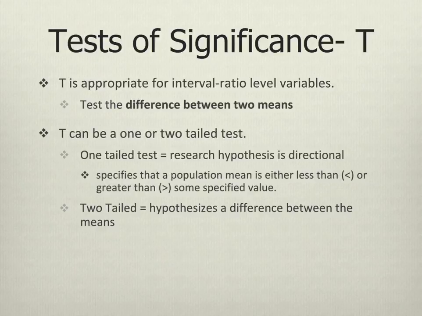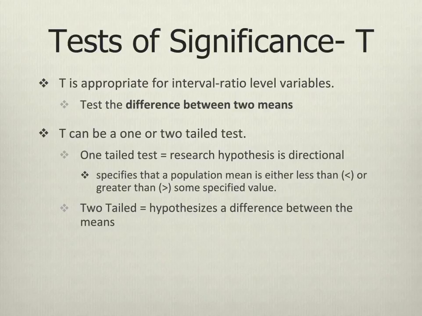T-tests are appropriate for when you have interval ratio level dependent variables combined with a categorical independent variable. T-tests test the difference between two means. If you have more than two categories in the independent variable, you would simply run multiple tests testing the difference between each mean.